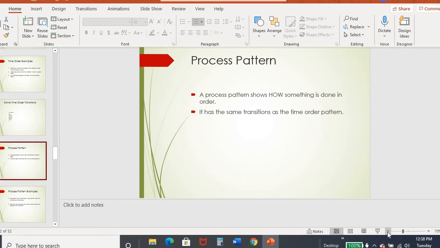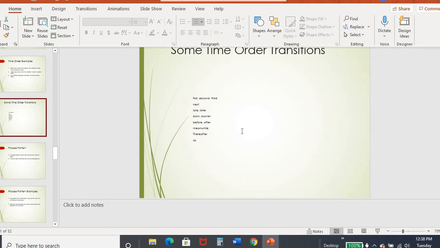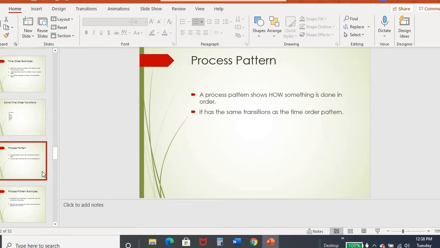Process pattern is answering the question how. How is something done? So I kind of like to think of this as like your science type classes. They're showing you life cycles and experiments to how to complete something. It uses these same transition words, first, second, next, later, also, after. But you have to kind of look and see, is something telling me how or is it telling me when? Like that's how you answer if it's process or time order.